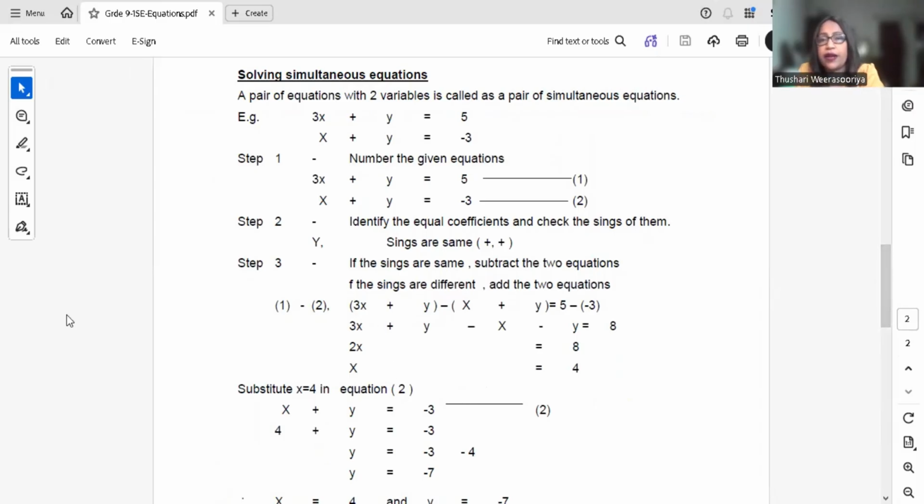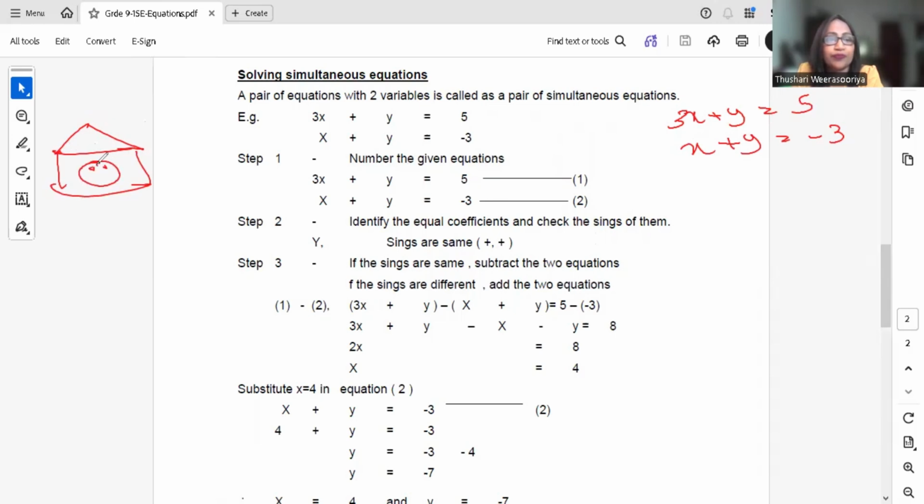Right. Now, we'll take an example first. Look at this example. I write it again. 3x plus y equals 5. x plus y equals minus 3. Right. Now, I'm going to solve these two simultaneous equations. Right? Two unknown terms, two equations. It's like this. I'm a problem solver. I'm in a room. I'm so happy. I'm a problem solver.